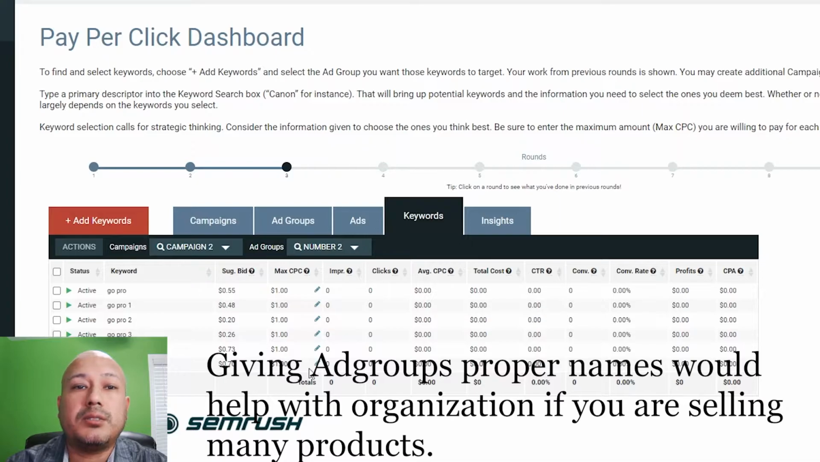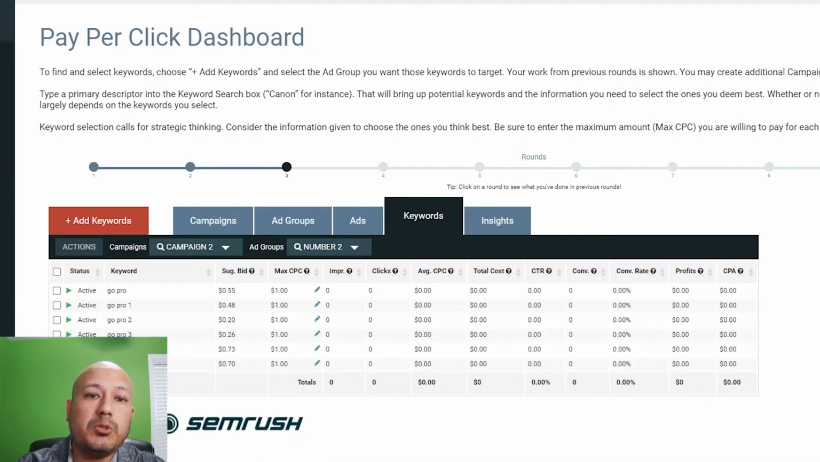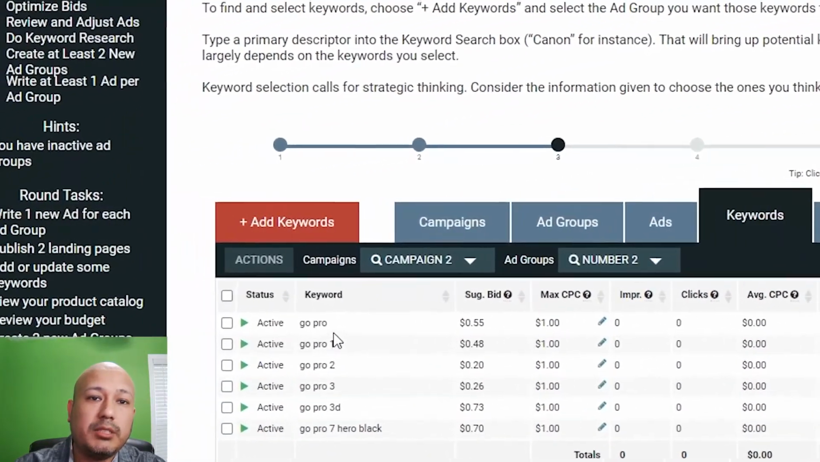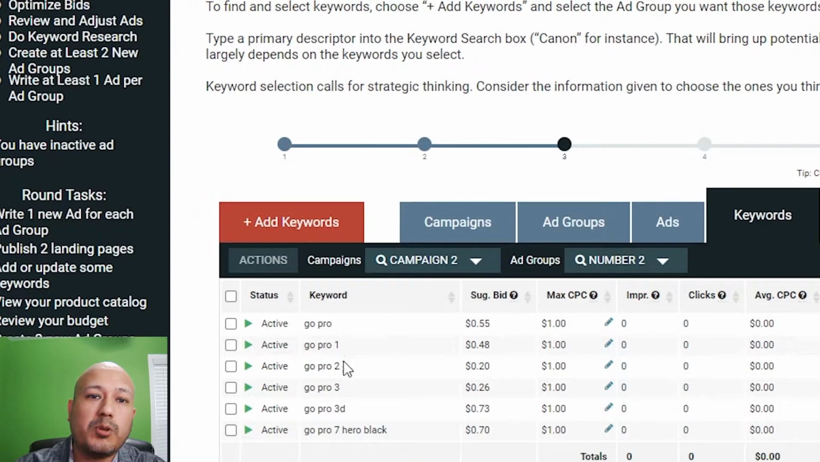Here we can see that the student has selected a few more keywords, but again he's selected keywords that are very similar to each other, right? So GoPro 1, GoPro 2. If somebody is typing GoPro, then these keywords will also be relevant to the simulation, and if somebody is typing GoPro 7, that's also relevant. So here we can see that the student has used 6 keywords. Again, I would say that 6 keywords are not enough, and at the same time these are keywords that are very similar to each other, right?